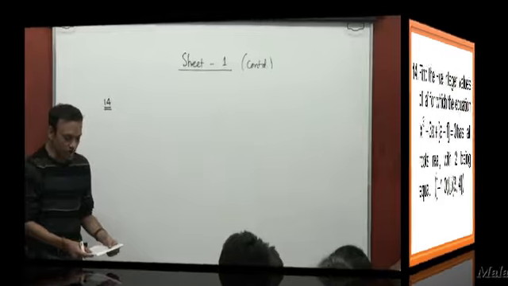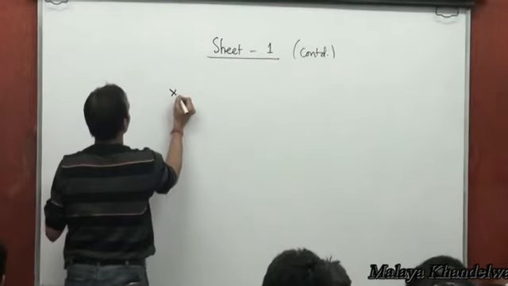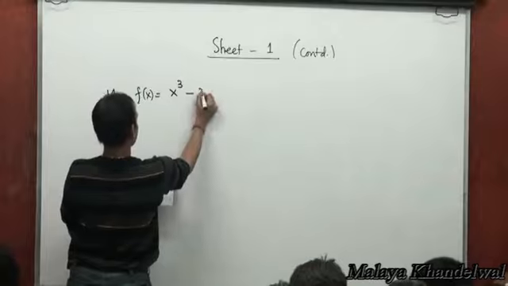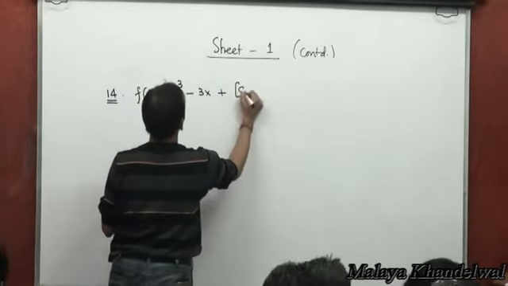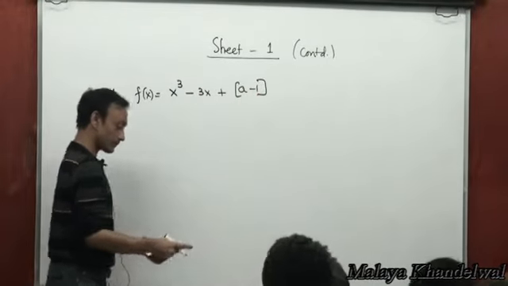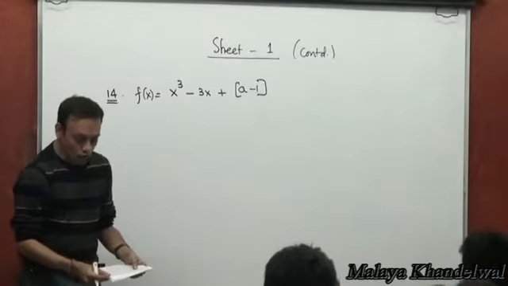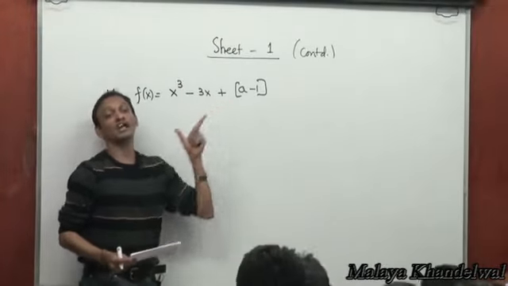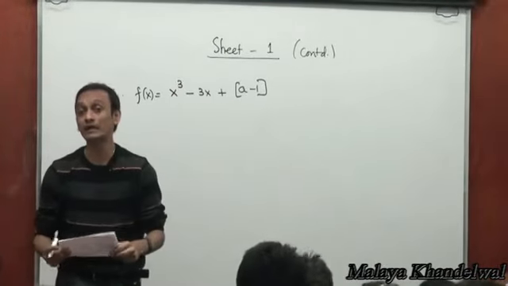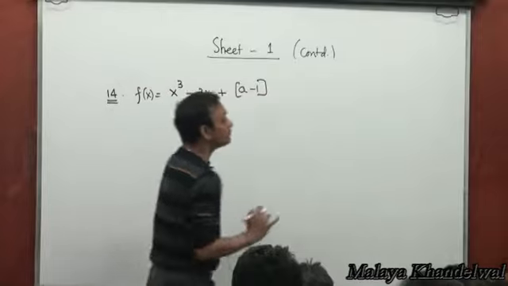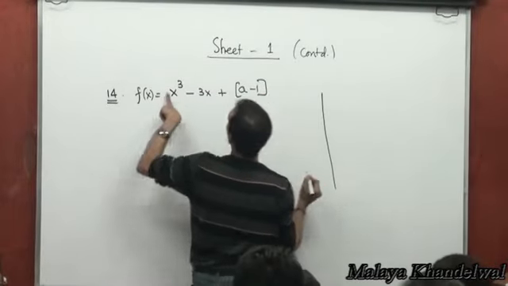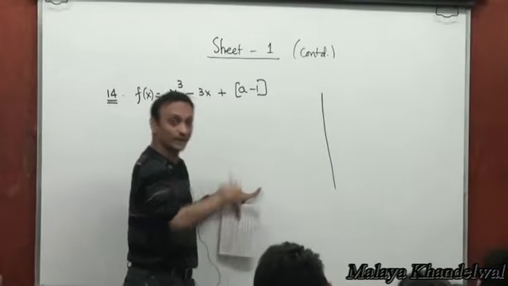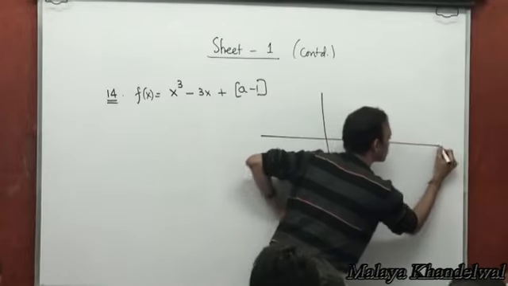Find the positive integral values of a for which the equation x cubed minus 3x plus [a minus 1] has all roots real with two being equal. This is a cubic, and I want two of its roots to be equal, right? Now, it's a cubic whose coefficient of x cubed is positive, so it's going to start from the third quadrant. This cubic will commence from the third quadrant.